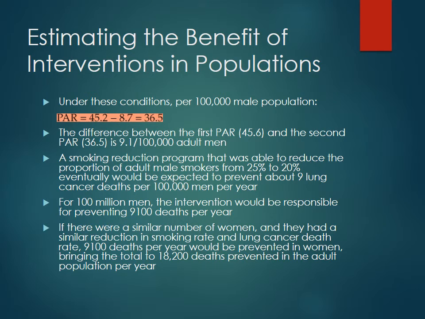So if you were to extrapolate that out, because that's just per 100,000 people, let's say that for 100 million men, the intervention will be responsible for preventing about 9,100 deaths per year. So again, it's all going to be relative to what numbers or what rates you're looking at there. So if there were a similar number of women and they had a similar reduction in smoking rate and lung cancer death, you'd expect that to basically double, because men are roughly 50% of the population.